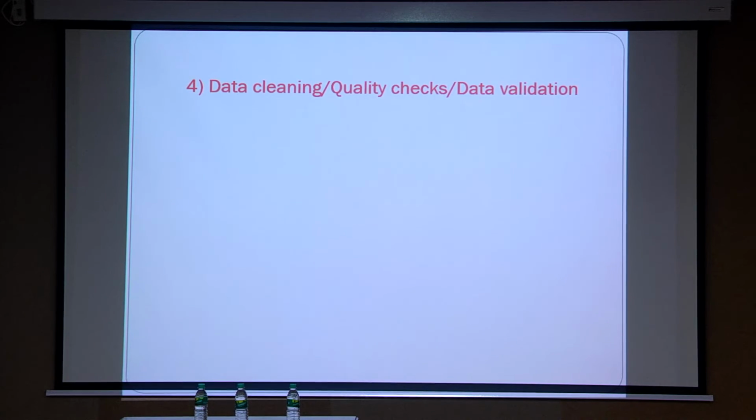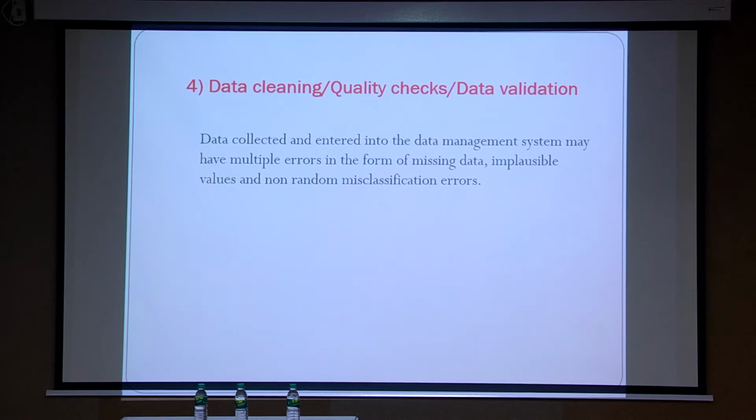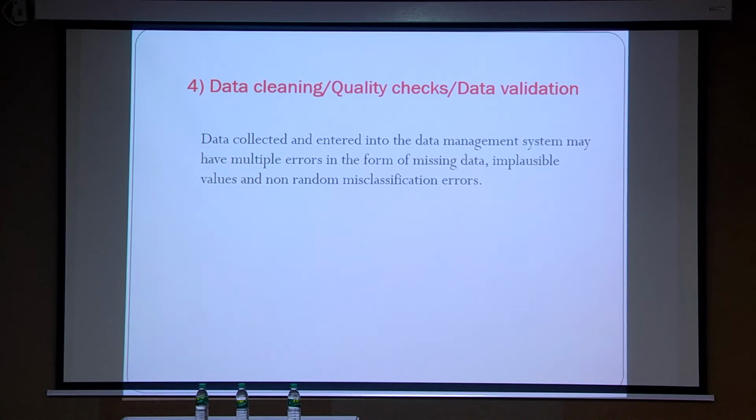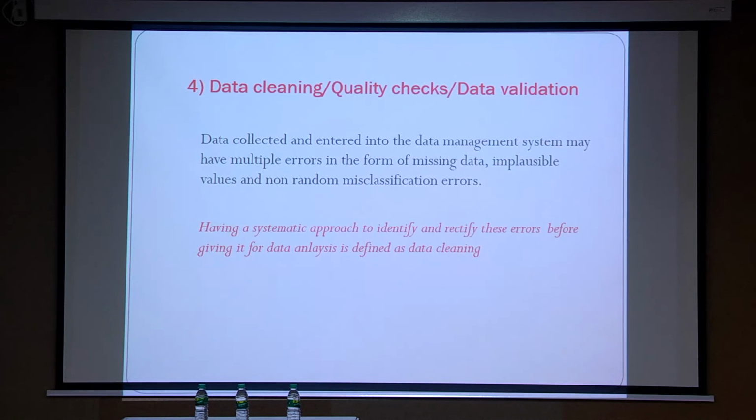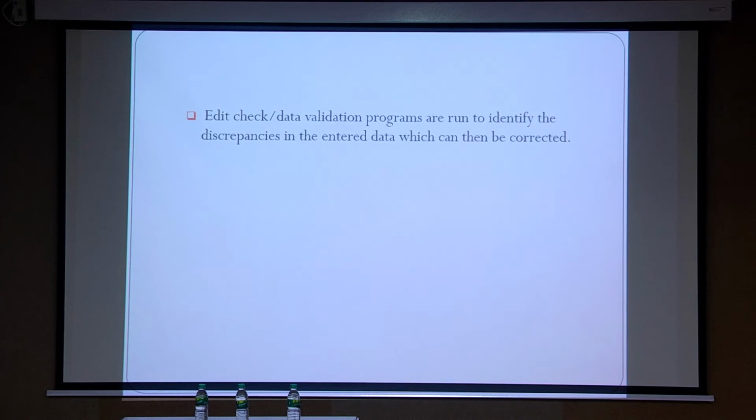Moving on to the fourth step, data cleaning or quality checks. Data collected and entered into a data management system like Microsoft Excel may have multiple errors like missing data, impossible values, and some non-random errors. So data cleaning refers to having a systematic approach to identify and rectify these errors before giving the data for analysis. So how is it done?